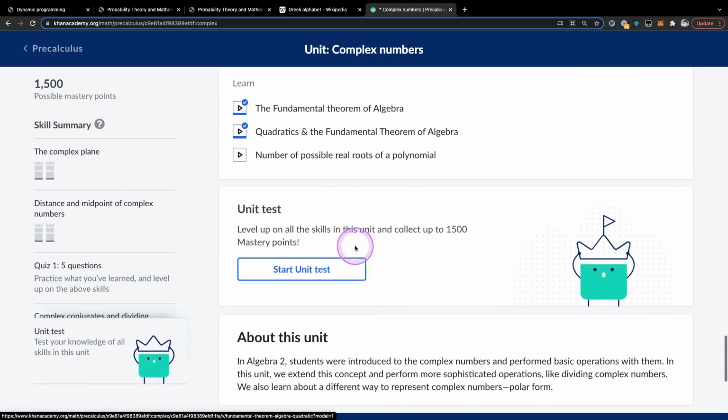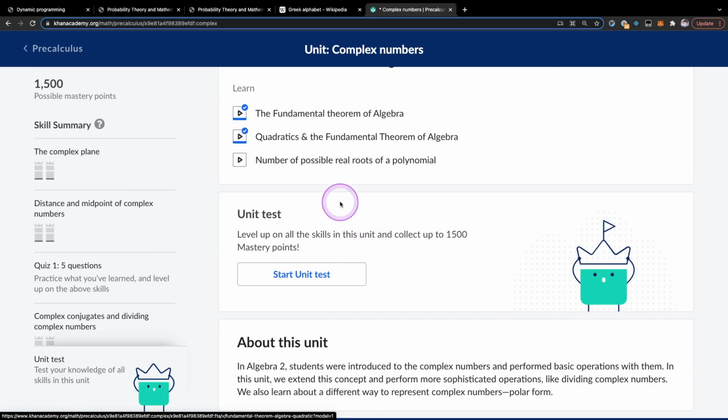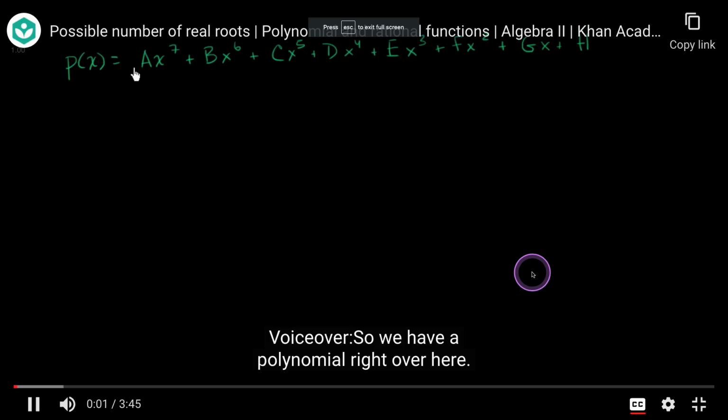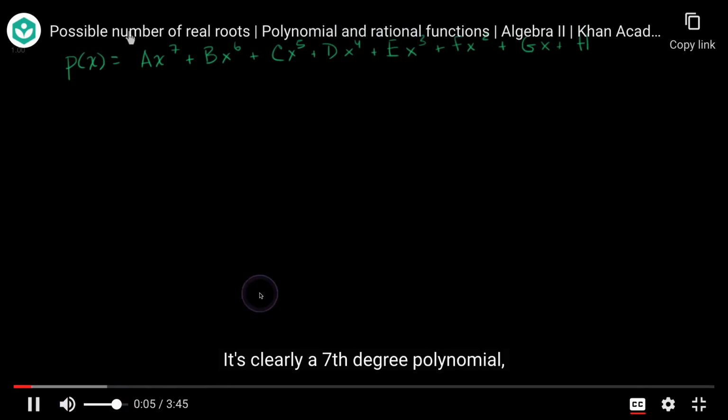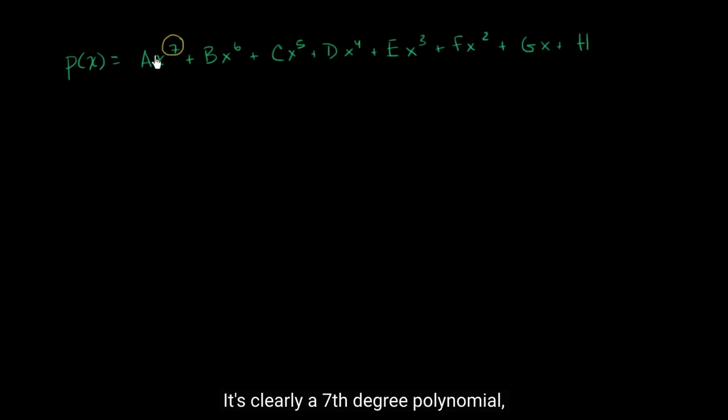Alright, now we're going to get into the last video. Let's get into it. So we have a polynomial right over here. We have a function p of x defined by this polynomial. It's clearly a 7th degree polynomial.